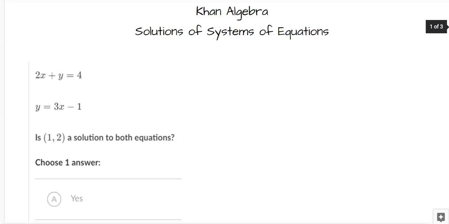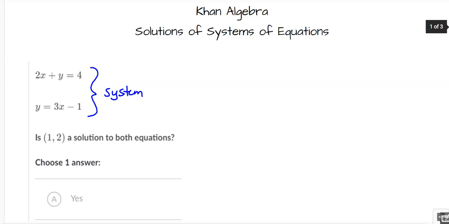Khan Academy Algebra, solutions of systems of equations. So this is the introductory lesson, starting the whole systems unit. Basically, a system of equations is when you have two equations that you're trying to figure out the x and y that makes both of them true at the same time. So the two together are referred to as a system.